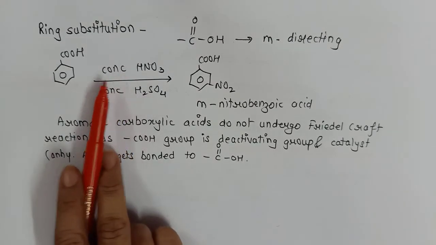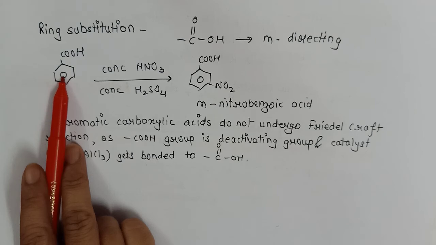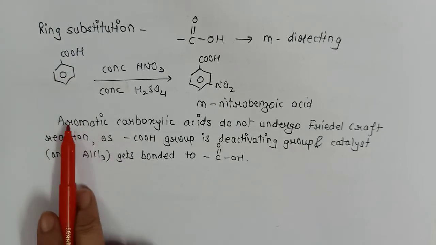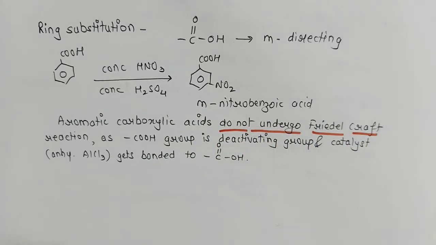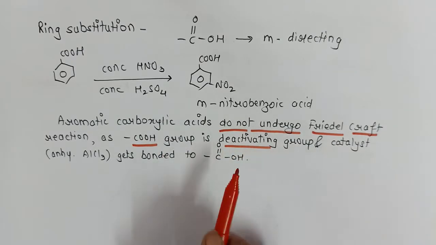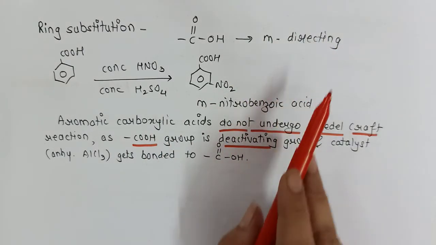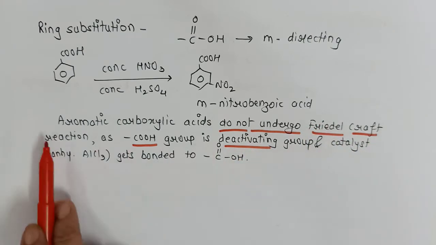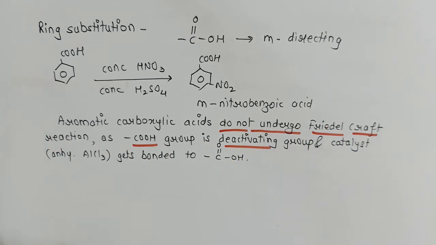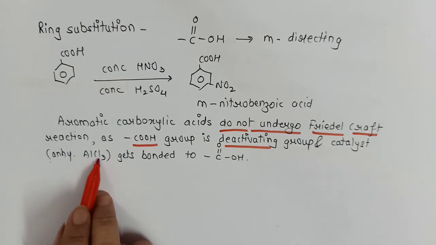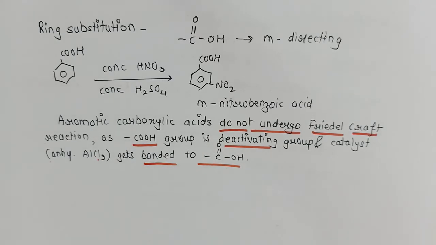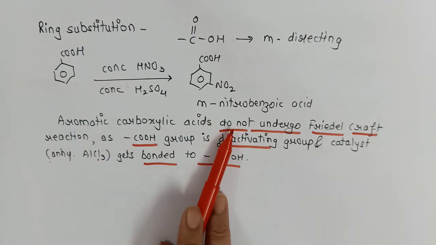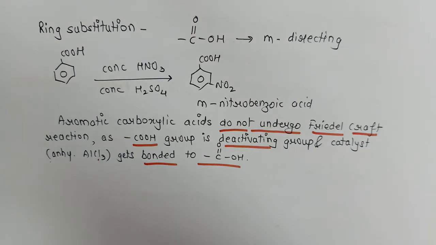Although we have seen that ring substitution takes place in aromatic carboxylic acid, one of the important features is that aromatic carboxylic acids do not show Friedel-Crafts reaction. Now why? Because the carboxyl group is deactivating. From our basic knowledge, we know all meta-directing groups are deactivating groups, and therefore it does not show Friedel-Crafts reaction. There is one more reason. We are using anhydrous aluminum chloride as a catalyst, and it gets bonded to the carboxylic acid, and therefore instead of going for substitution, it goes for salt formation, and therefore aromatic carboxylic acids do not undergo Friedel-Crafts reaction.